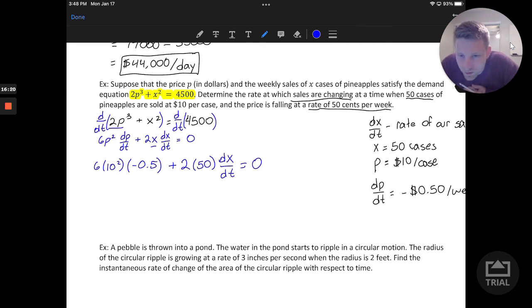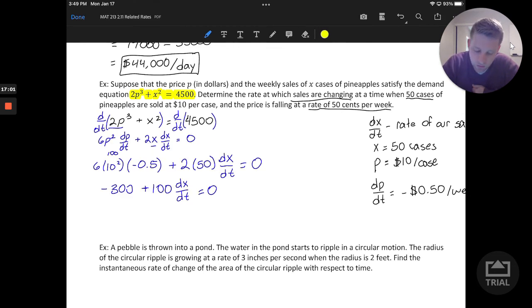We'll continue simplifying here. We have really just 2 terms to consider. So we have 6 times 10 squared, which is, again, just 100. And then times negative 0.5. If we multiply these pieces together, we'll just get negative 300. That's going to be 1/2 of 600. And then we'll have that negative sign. Equal to 2 times 50 is 100. So we'll add to that 100 times dx/dt. And then we'll try to solve here for dx/dt.